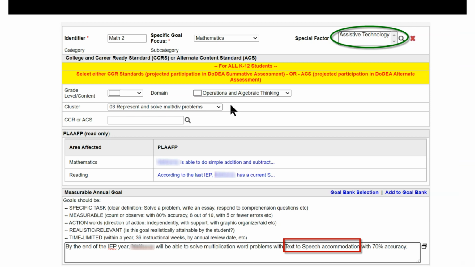In this hypothetical situation, the CSE met and decided that text-to-speech would be the most appropriate accommodation for this student, due to the fact it increases independence and access to the curriculum. So now we're ready to document within the IEP.